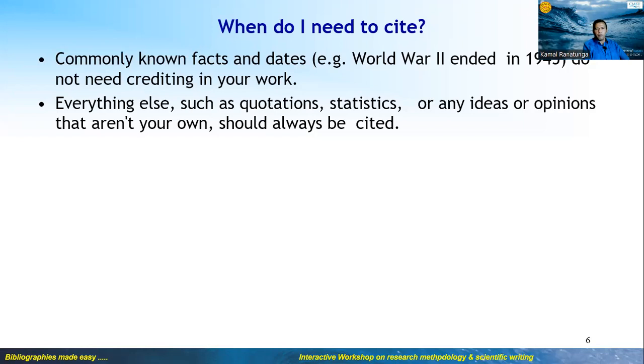So what to be cited and what not to be? I mean, there's nothing called what not to be, but at least the very common facts, for example, World War II happened in 1945, that everybody knows, right? Other than that, anything else has to be cited. In most cases, students struggle because they don't know what to cite, right? We try to cover these things.